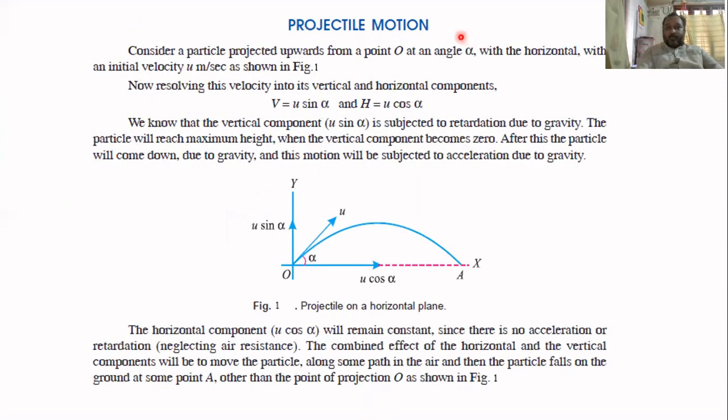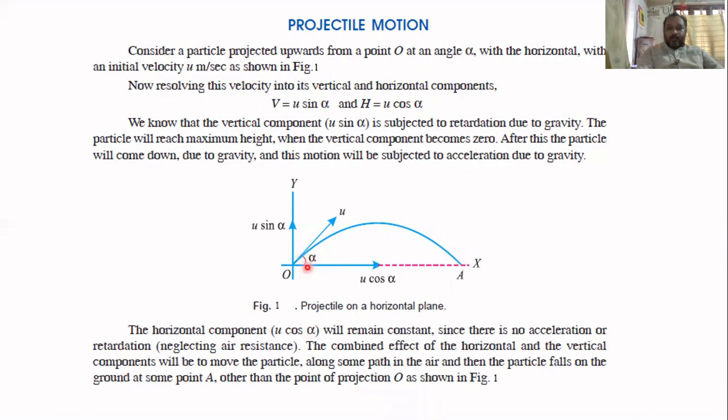Next is the projectile motion. Projectile motion is when a particle is projected upwards at an angle less than 90 degrees, or between 0 and 90 degrees. The path the particle moves along is known as the trajectory.